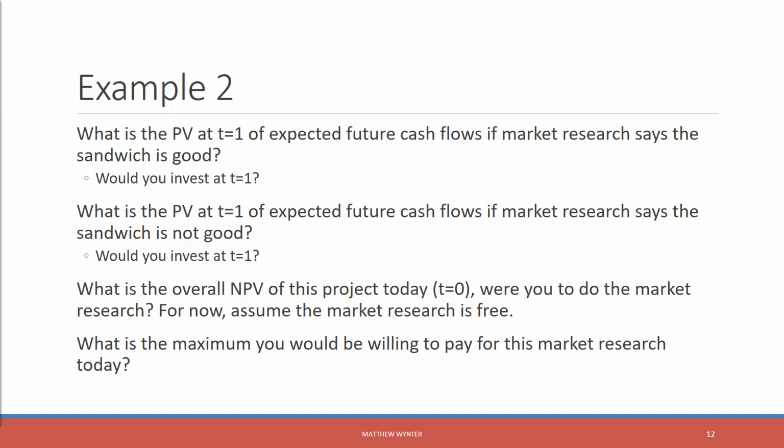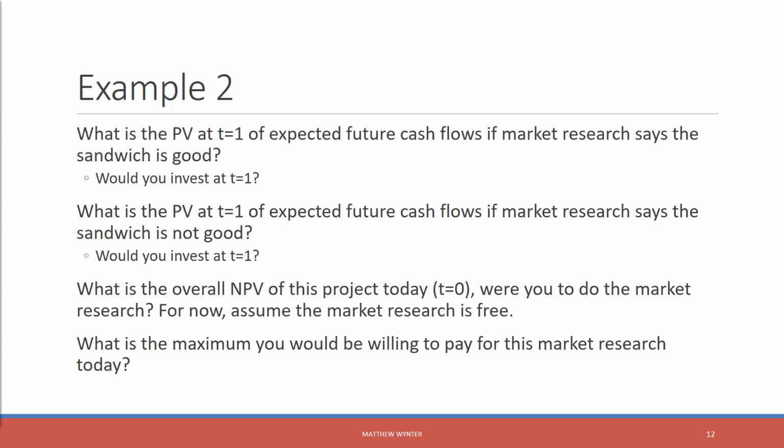What is the present value at T1 of the expected future cash flows if the market research says the sandwich is good? So if the market says the sandwich is good across the good state of the economy and the bad state of the economy, what is the present value at T1 of those expected future cash flows? Would you invest at T1?